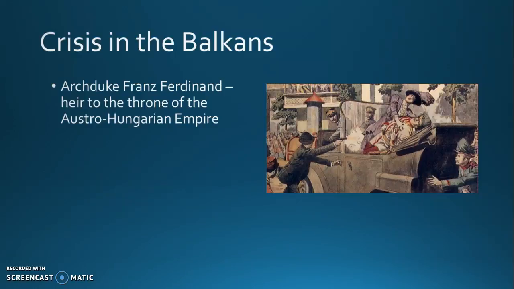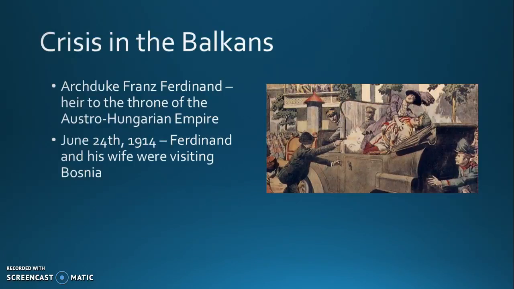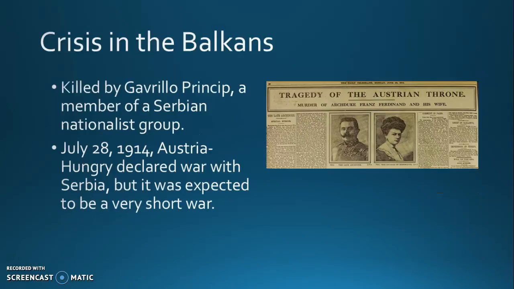That spark was the assassination of Archduke Franz Ferdinand, heir to the throne of the Austro-Hungarian Empire. He was shot June 24th, 1914, while Ferdinand and his wife were visiting Bosnia. While riding through the streets of Bosnia, a man ran up and shot both him and his wife, who later died on the way to the hospital. The man who shot them was Gavrilo Princip, a member of a Serbian nationalist group.